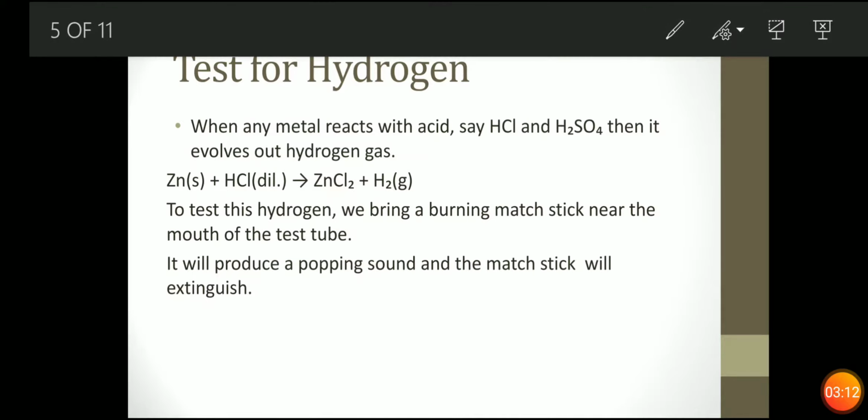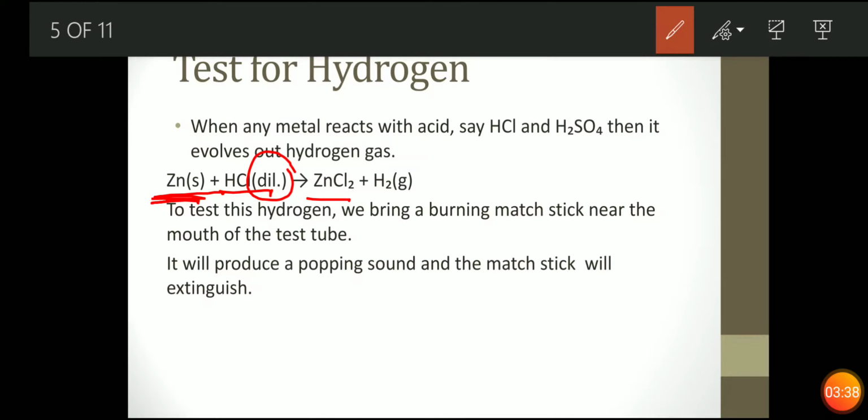Now next is the test for hydrogen. We see that in some reactions hydrogen is evolved. The common reaction is when you react any metal with an acid, either dilute or concentrated. For dilute we have written the term DIL, meaning dilute form. This zinc is in solid form, so we have written solid.